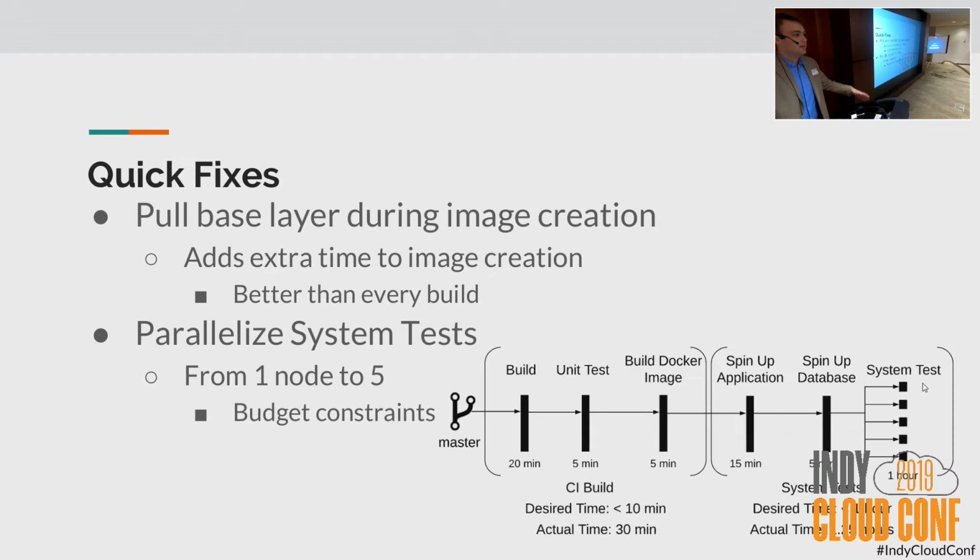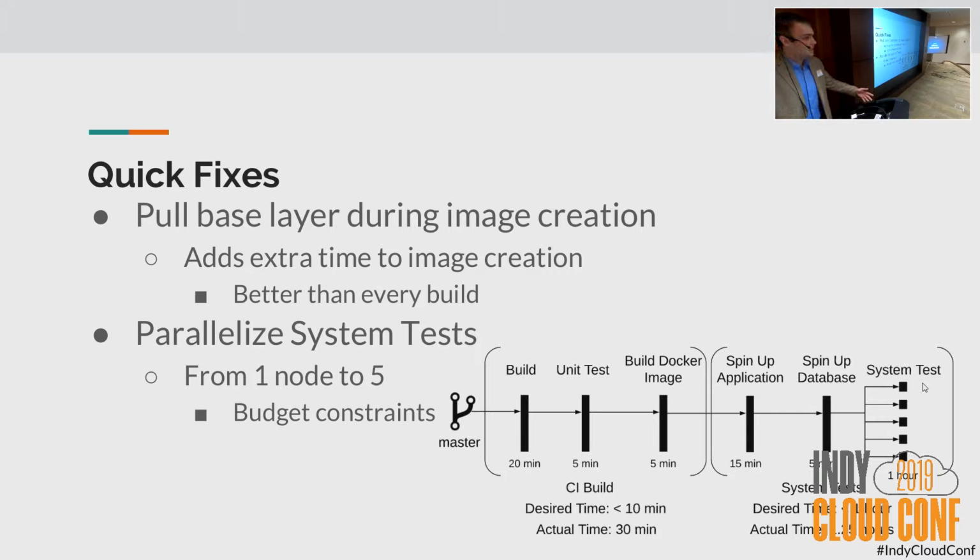So there were a couple quick fixes that we did to remedy some of the problems that we saw. With those large base images, since we had utilized Packer earlier on in the process, we just added another step where we pulled the base layers. And that added time to creating those Jenkins build agent images. But 1 time every couple of weeks is a lot better than 8 times a day.